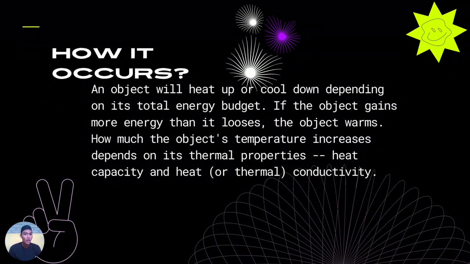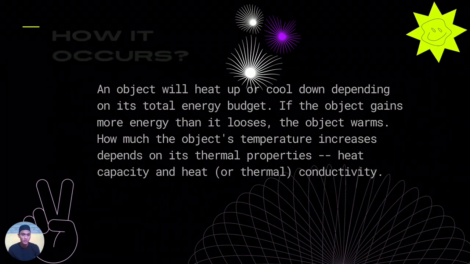How does it occur? For example, an object will heat up or cool down depending on its total energy budget. If the object gains more energy than it loses, the object warms. How much the object's temperature increases depends on its thermal properties, for example, heat capacity and thermal conductivity.